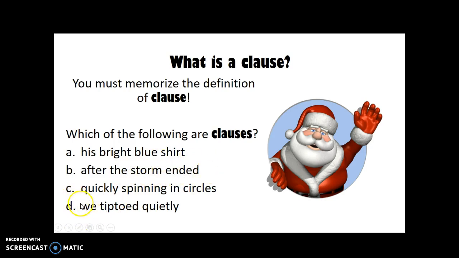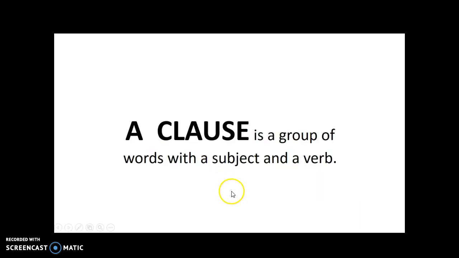D is also a clause. We tiptoed quietly. Where is the verb? Tiptoed. Who tiptoed? We tiptoed. Subject, verb. This one is also a complete thought. So you could put a period right here and that one could stand alone as a sentence. Unlike B, which is also a clause, verb, subject, but is not a complete thought. This one has an incomplete thought and cannot stand alone as a sentence.